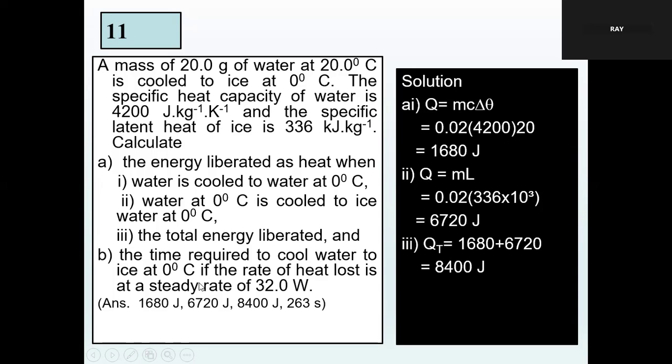Then time required to cool the water to 0 degrees Celsius, if the rate of heat loss is at a steady rate of 32 watt. P is Q over T. So T: 32 is given, Q we have calculated, and then there's the time that we want to calculate.